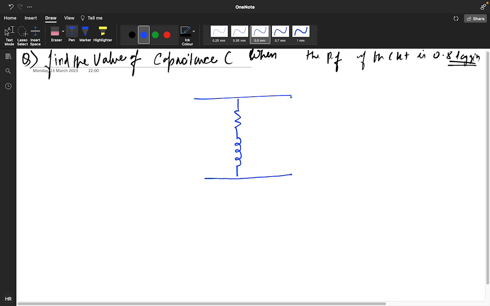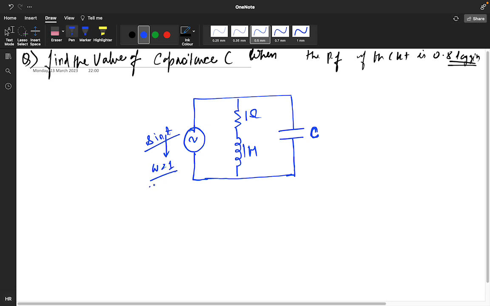You have a circuit like this. This is your circuit. This particular is 1 ohm, this is 1 Henry, this is your capacitor. Okay, and you have sin t, meaning omega value is given as 1. So this is your Y1 branch and this is your Y2 branch.